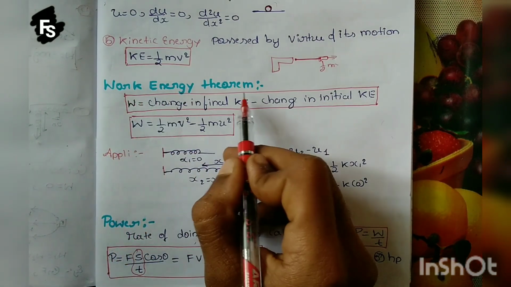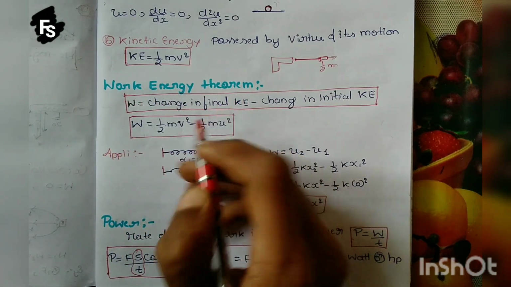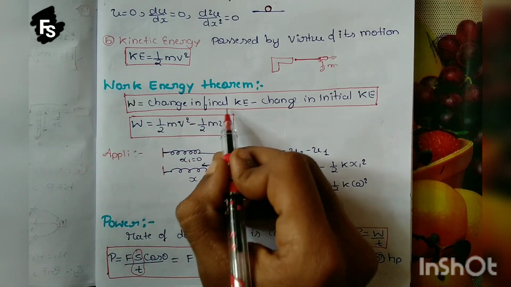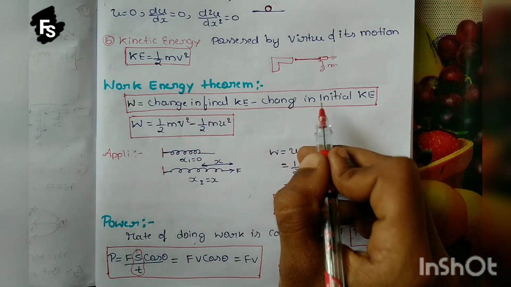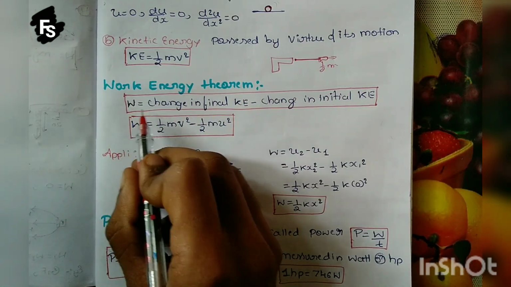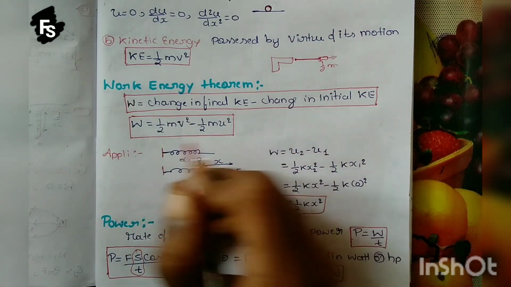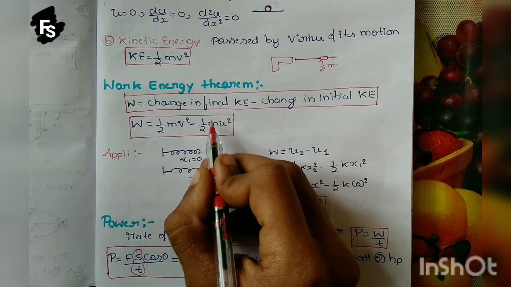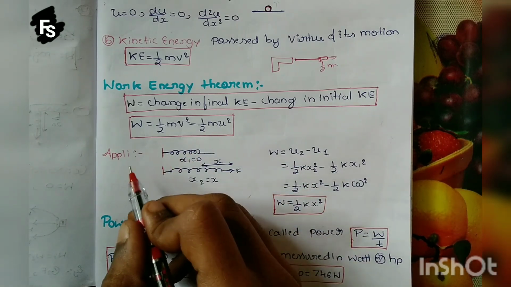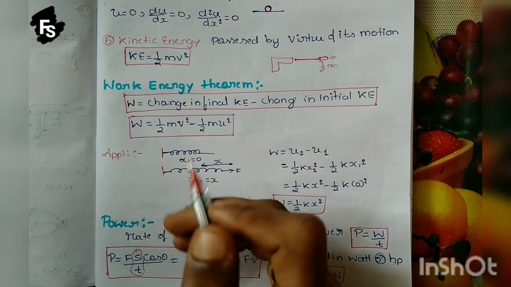Next we move on to the work energy theorem. What does the work energy theorem say? Work done is equal to the change in kinetic energy, final kinetic energy minus initial kinetic energy. Please remember this. Means W is equal to 1/2 mv² minus 1/2 mv². The majority of problems from this chapter are asked from this formula only.